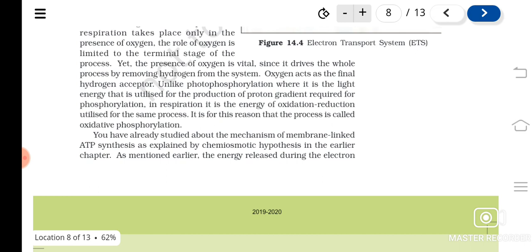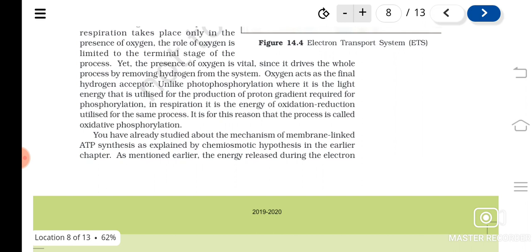Now, we have learned about photophosphorylation, where light energy is used for the production of a proton gradient. We learned the chemiosmotic hypothesis, that in the thylakoid membrane, between the inside and outside of the membrane, a proton gradient is created. When this proton gradient is broken, it is associated with ATP synthesis in the case of photophosphorylation, which we learned in the photosynthesis chapter.